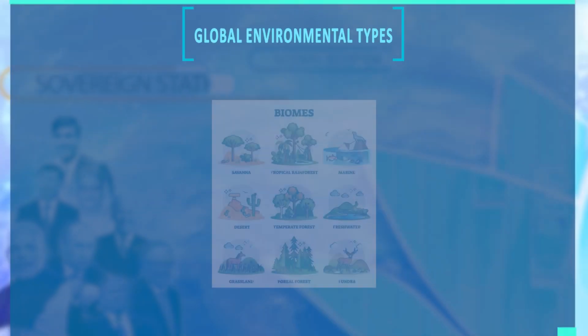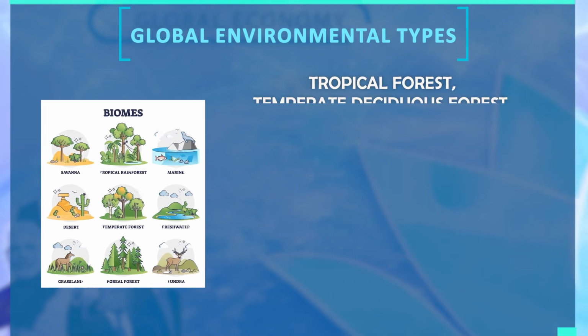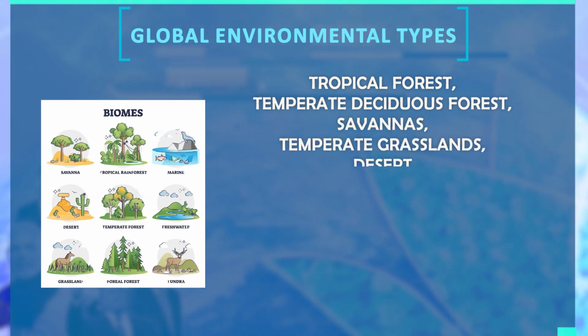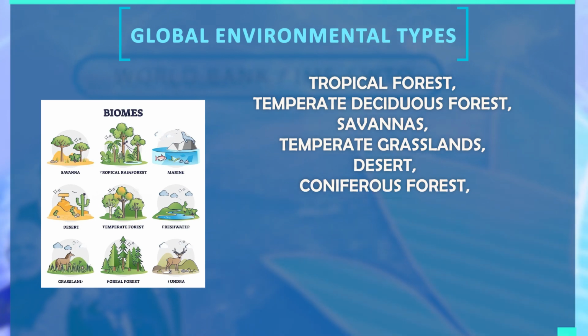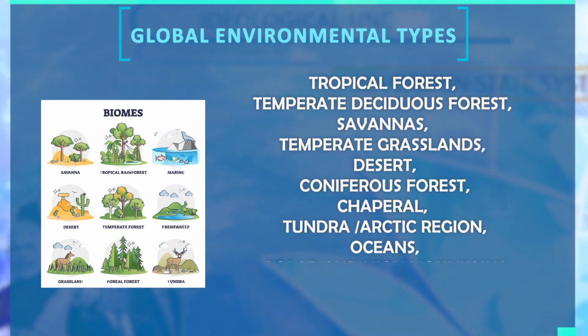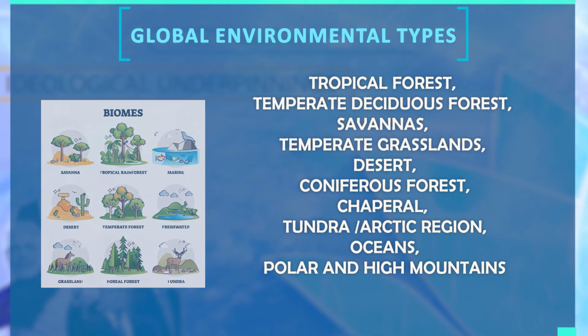that will alter other components of the biome. You see in the picture the different global biomes, starting from tropical forest, temperate deciduous forest, savanna, temperate grassland, desert, coniferous forest, chaparral, tundra or Arctic region, oceans, polar, and high mountain ice.